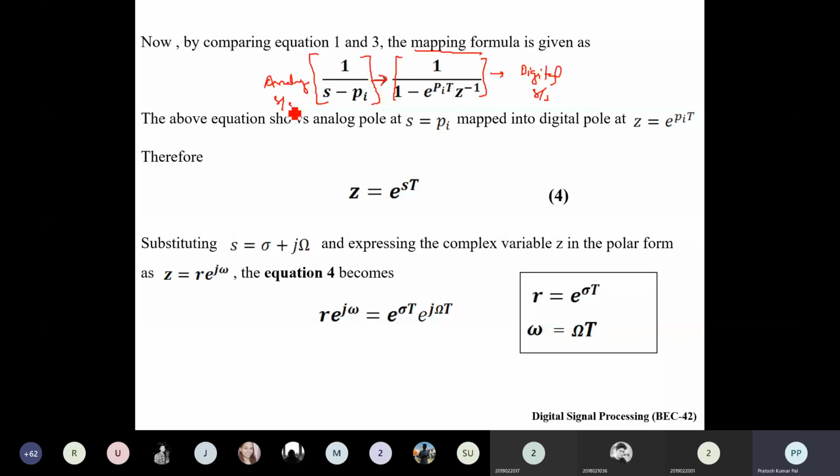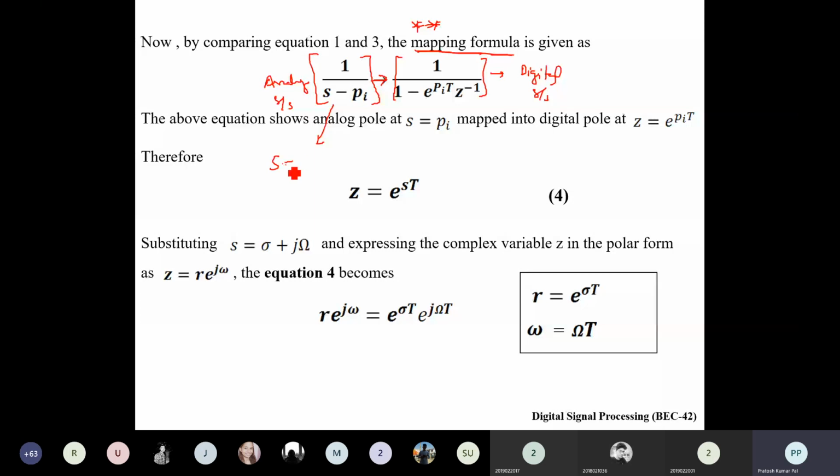Also, the above equation shows the poles. Suppose we are going to find the poles: we equate the denominator to 0. Once we equate it to 0, it will be s equals Pi.